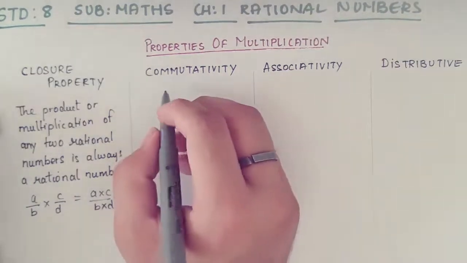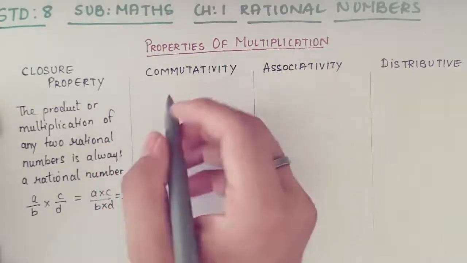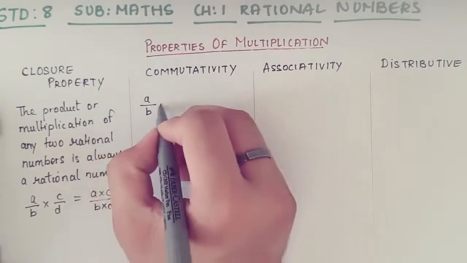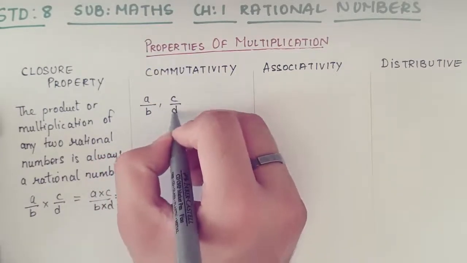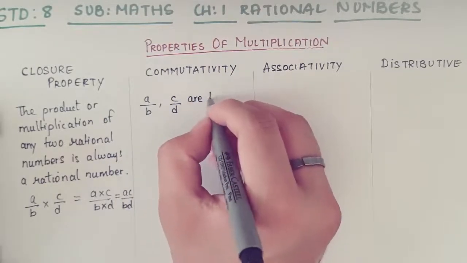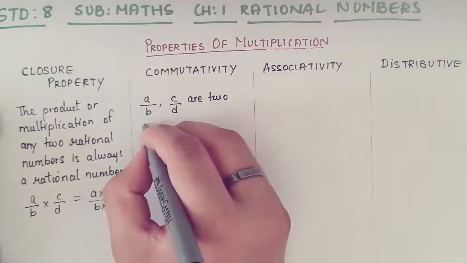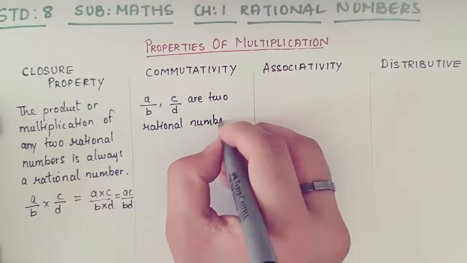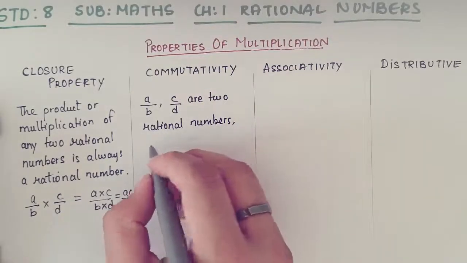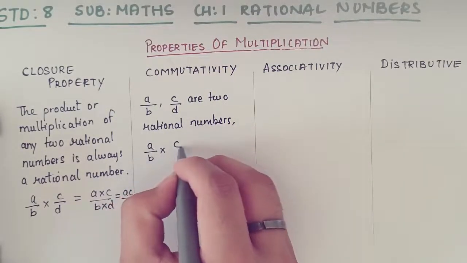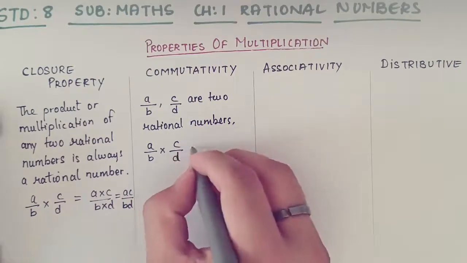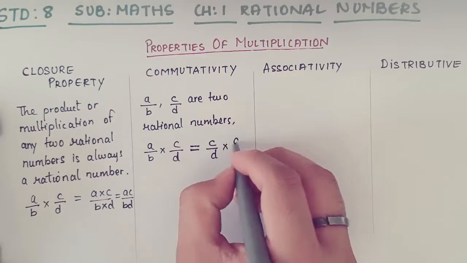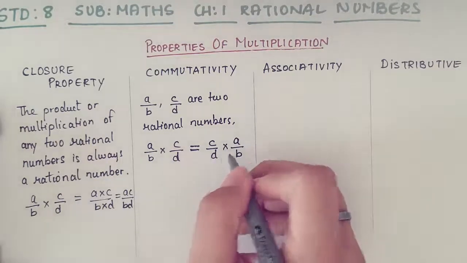Now commutativity means what? I'll directly write down the equation wherein a and b are two rational numbers. We'll just write it down, where a upon b and c upon d are two rational numbers, then under commutativity, what will happen? A upon b multiplied by c upon d, this is going to remain the same. This is equals to c upon d multiplied by a upon b. We write c upon d first and a upon b later, and still the answer will remain the same.